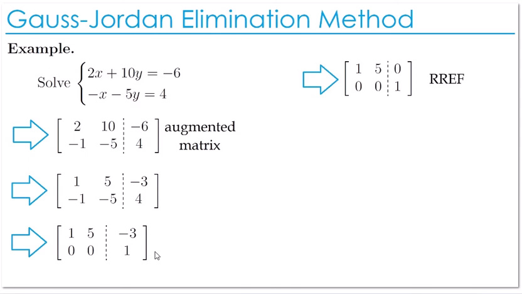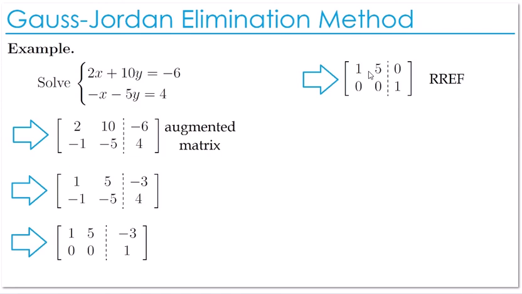This is in REF, right? Because you have now the leading ones. They are in order. The leading one is to the left of the next leading one. And for all columns containing the leading ones, all other entries are 0. So this is in REF.